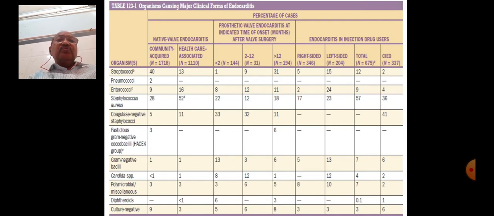Then there are so many other various organisms, coagulase negative staph. Then we have the HACEK organisms. We have gram negative bacilli, sometimes fungal infection with Candida, and sometimes you can even find a culture negative endocarditis.